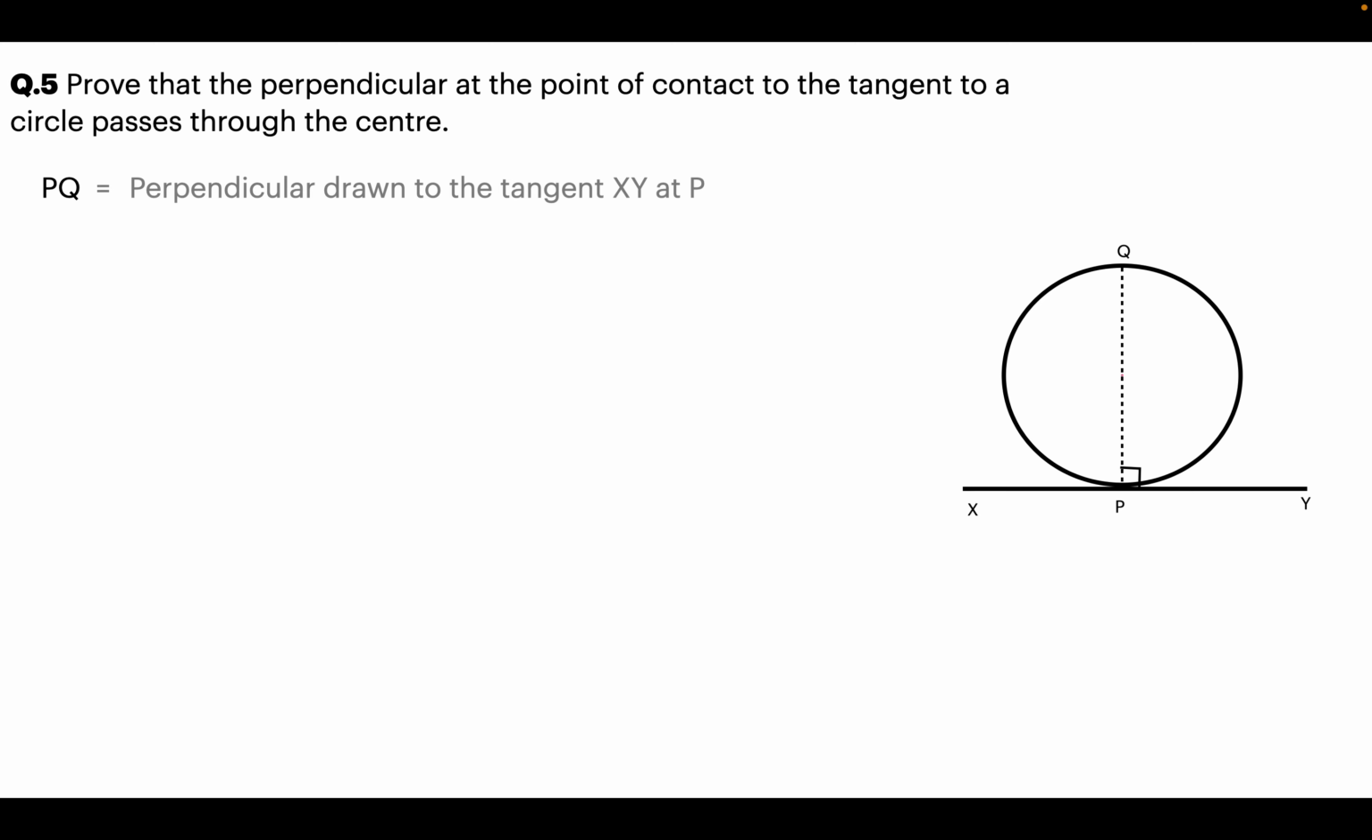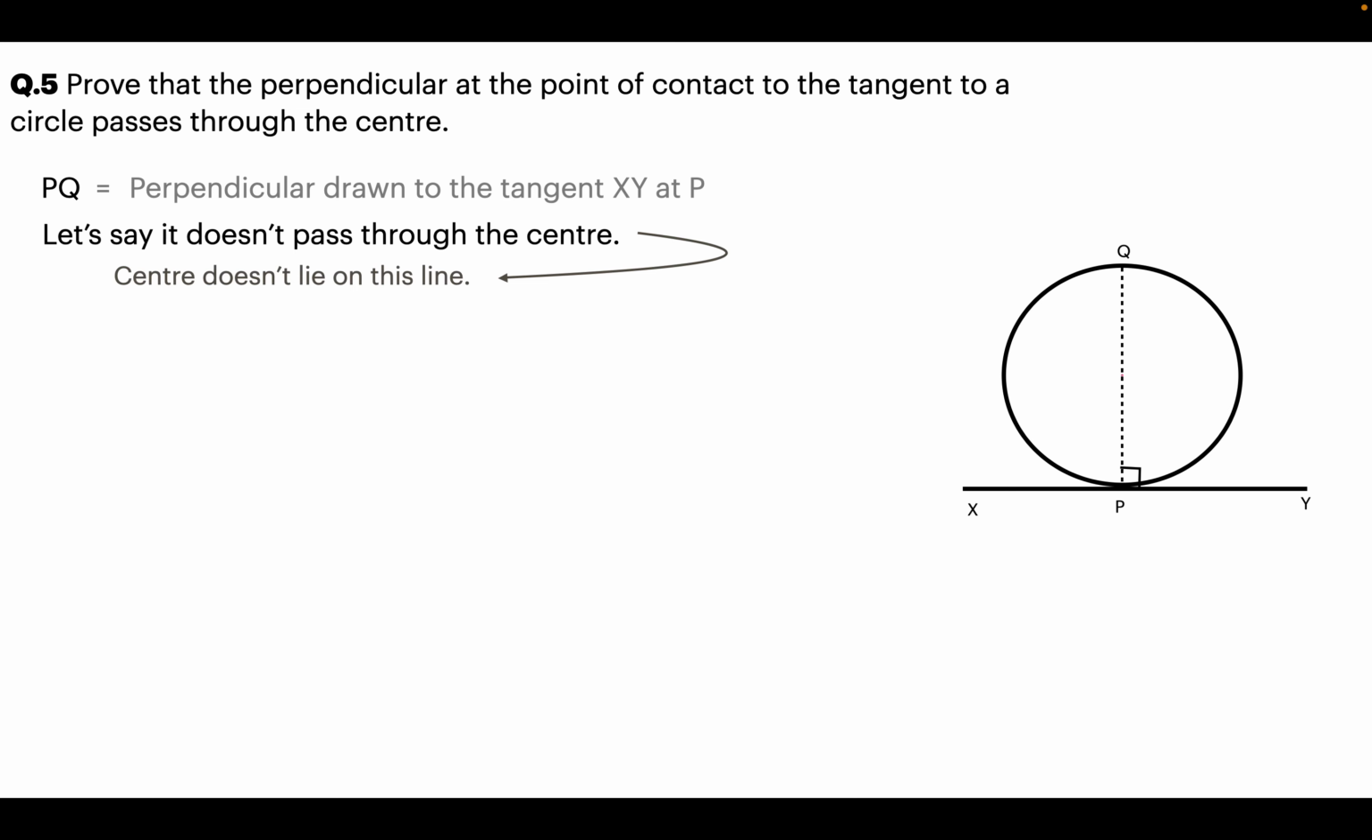Now, unless I draw this perpendicular by myself, I do not have any way to know whether this passes through the circle center. But I can prove it by some other way, by the negation method. That means I'll assume the opposite of what this statement says. So I'll assume that the line doesn't pass through the center. It is perpendicular, but it won't pass through the center. If the line doesn't pass through the center, that means the center doesn't lie on this line.